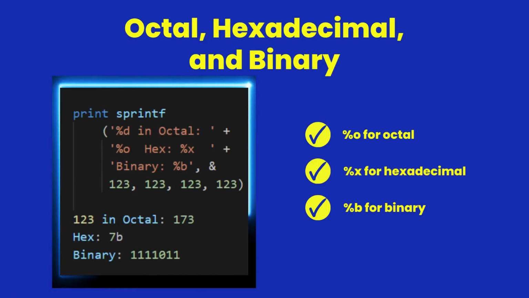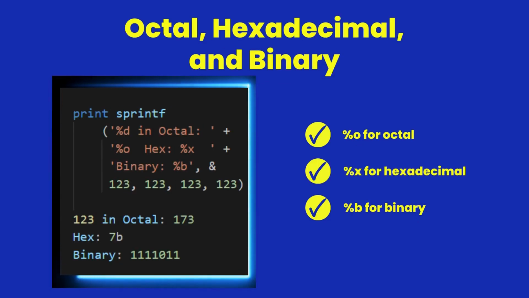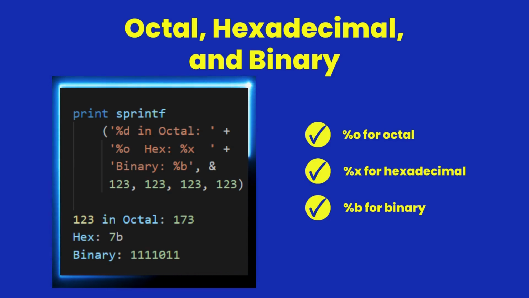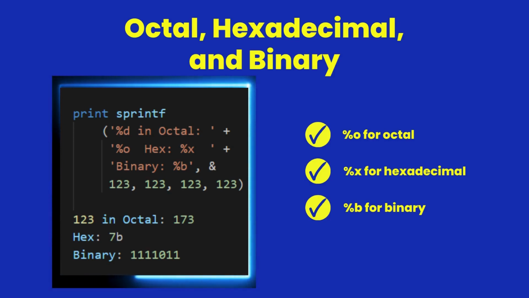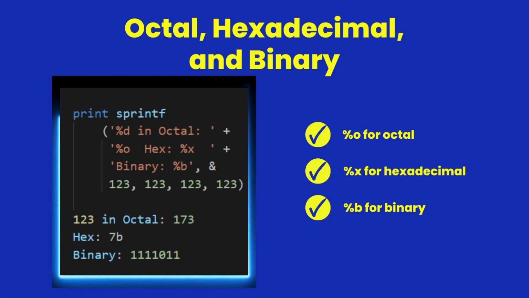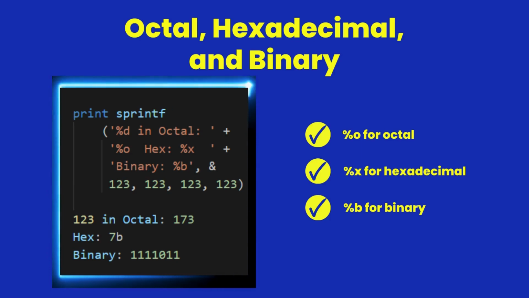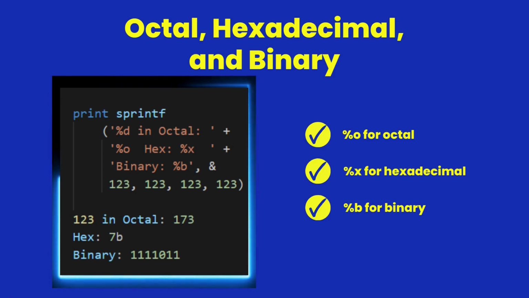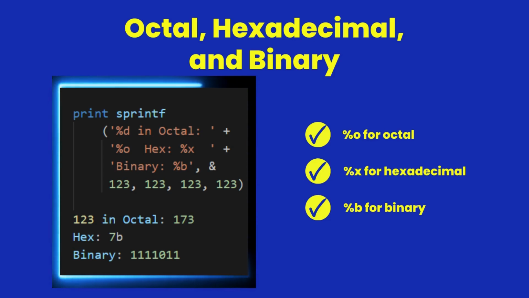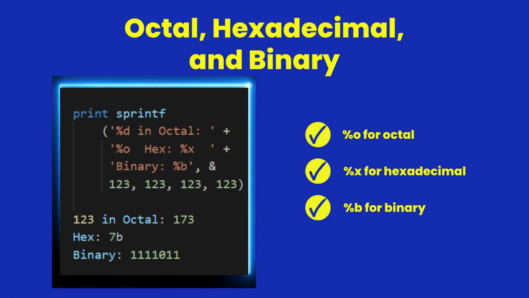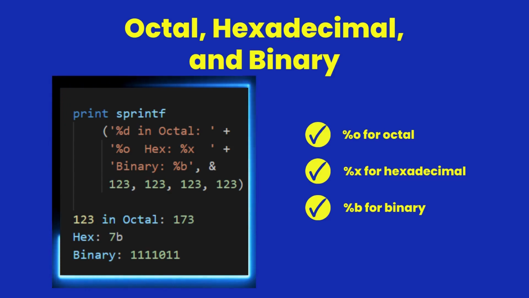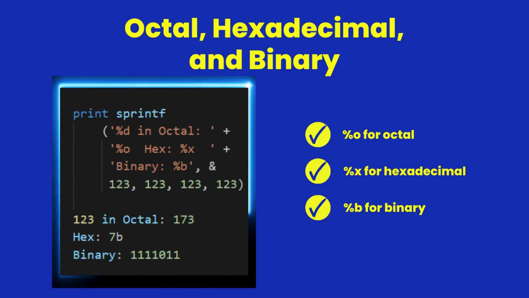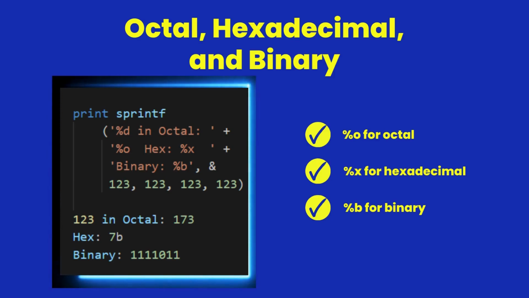To format numbers in octal, hexadecimal, and binary, use %o, %x, and %b respectively. For example, SPRINTF %d in octal, %o, hex, %x, binary, %b, 123, 123, 123, 123, outputs 123 in octal is 173, hex is 7b, and binary is 1111011.